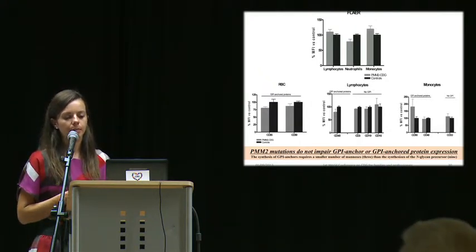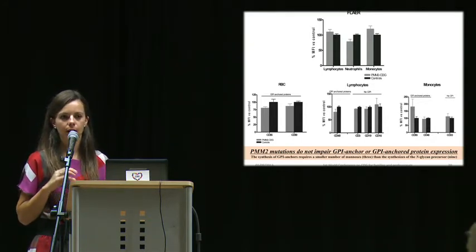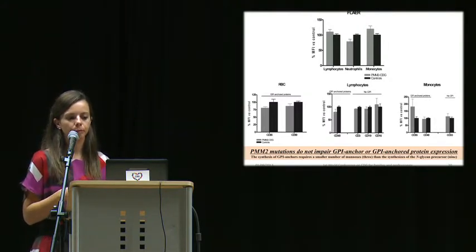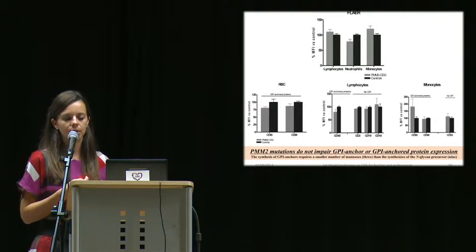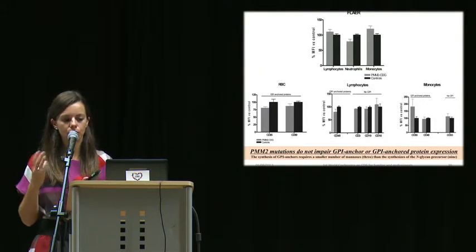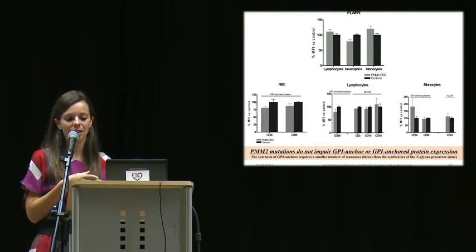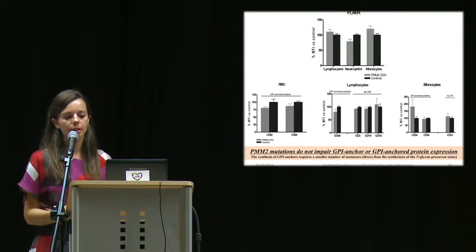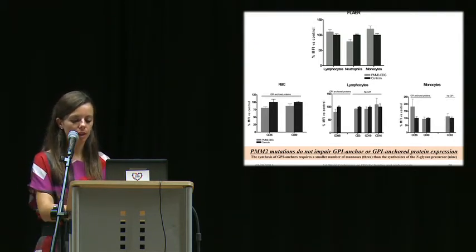And we also performed a specific test that is used in GPI-deficient patients, and in PMM2-CDG patients. And this test was negative, indicating that there is no significant defect in the surface of the erythrocyte as there is in the GPI deficiency pathology. So, in conclusion, we think that there might be other mechanisms involved in the risk of thrombosis of these patients.